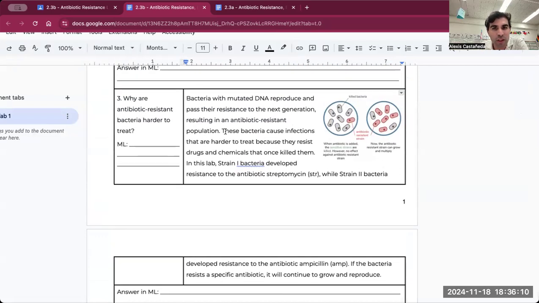So why are these harder to treat? These bacteria cause infections and are harder to treat because they resist the drugs and chemicals that once treated them.